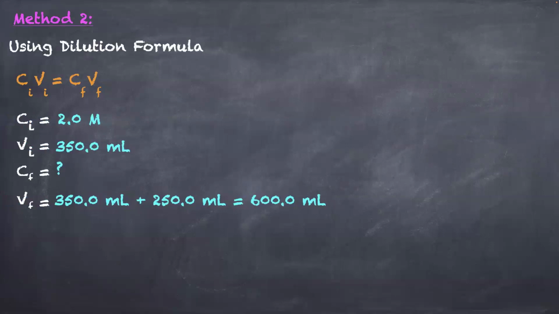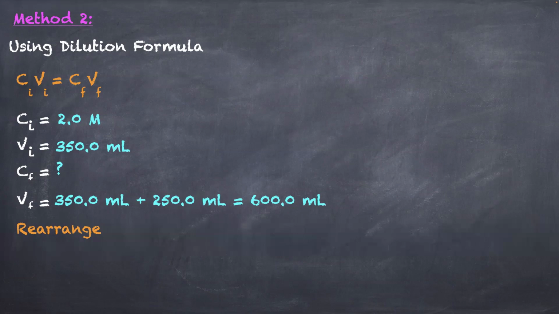The initial concentration was 2 molar and the volume initial was 350 milliliters. We are trying to find the concentration final, or the new concentration after mixing it with water. The volume final is going to be the sum of the volume of the original solution plus the volume of the water that we added, so it's going to be 600 milliliters. One good thing about this formula is that there's no restriction on using the volume in milliliters or liters. As long as the volumes are in the same unit, you can simply use milliliters as well. So if your volume initial is in milliliters, your final volume should be in milliliters too. Or if you use the volume initial as liters, you have to use the final volume as liters as well.